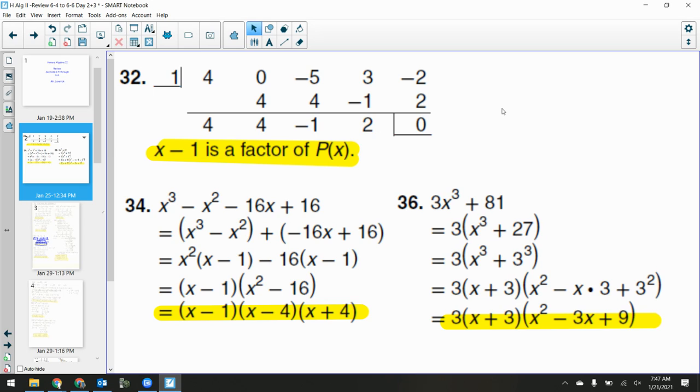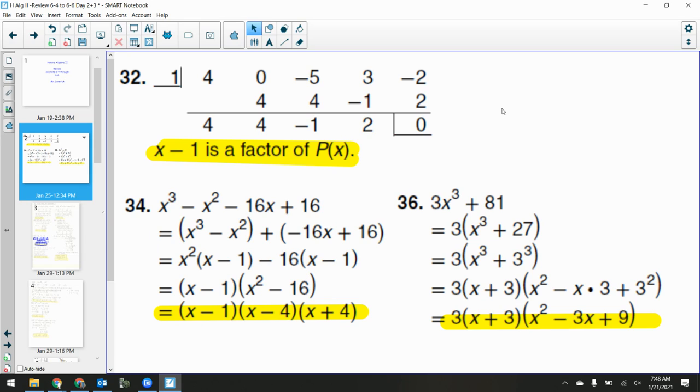Number 34, you had to factor that one by grouping. They eventually pulled out the negative 16 as the GCF. So x squared minus 16, and then x squared just x minus 1. And then don't forget to factor that into x minus 4, x plus 4.